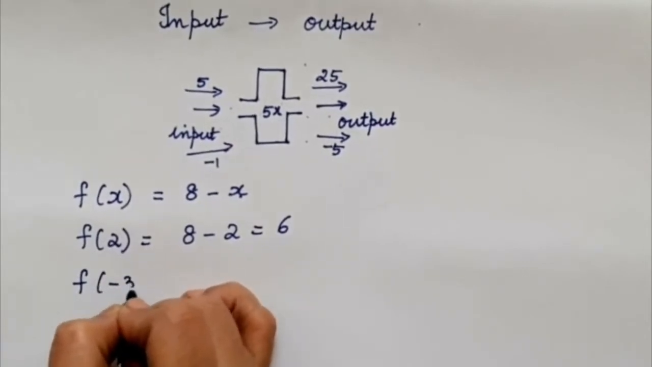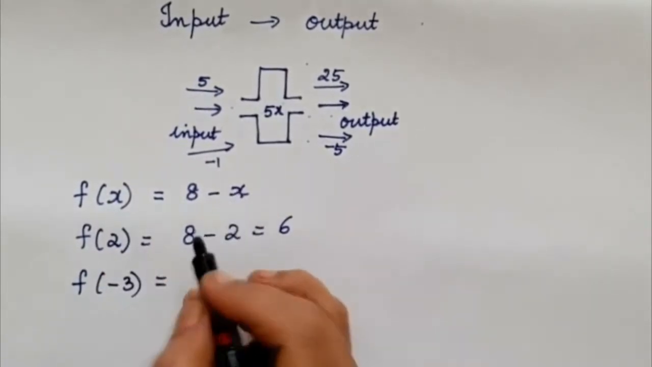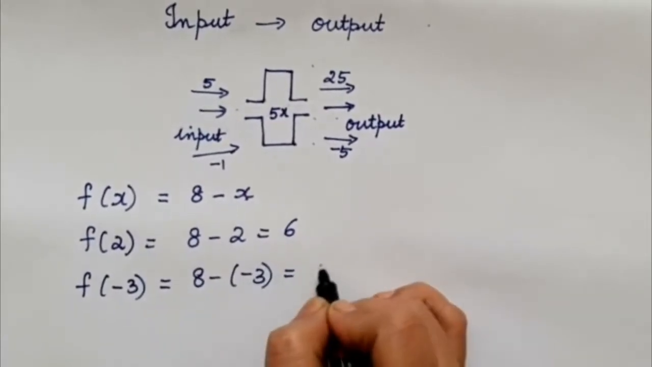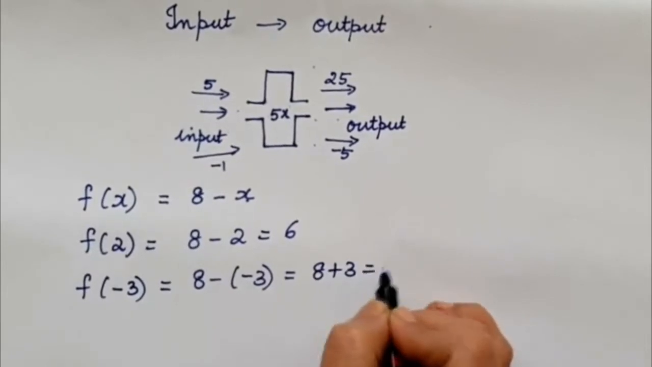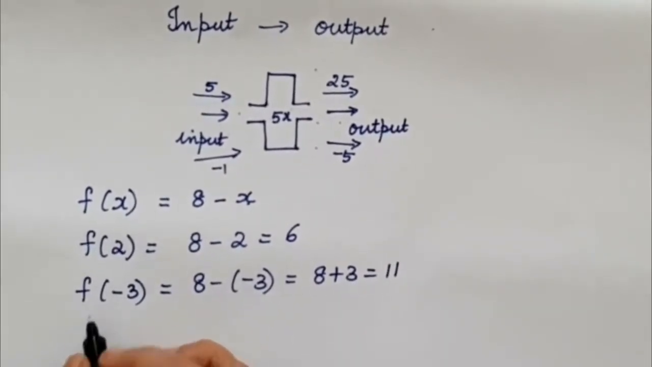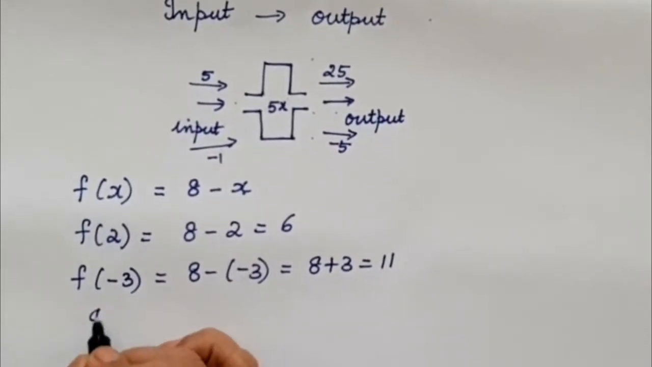f of -3, if you have to find, so we are replacing x by -3. So on the right side also replace x by -3. So it will be 8 plus 3, so it will be equal to 11. Now these are our input values, 2 and -3 are our input values.